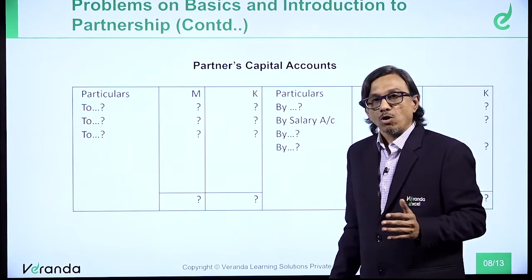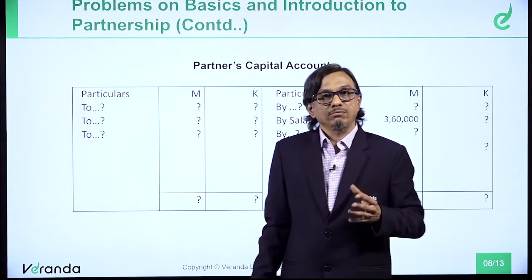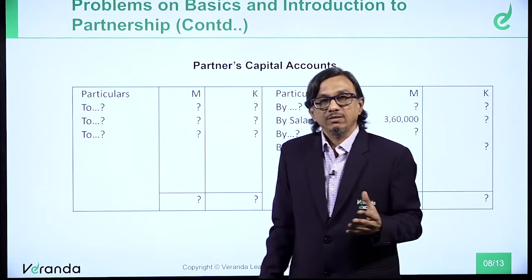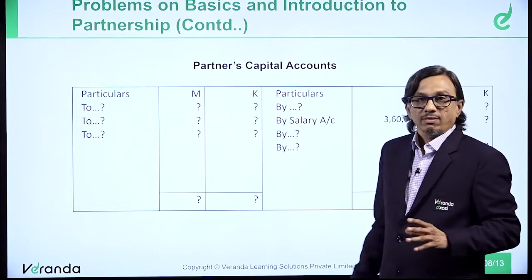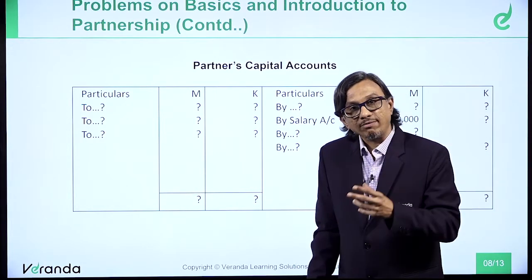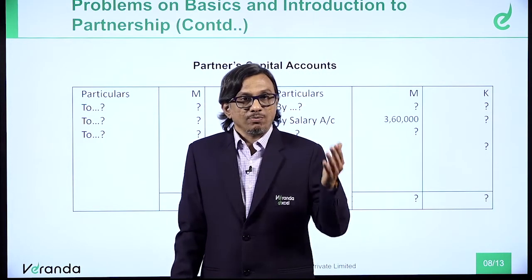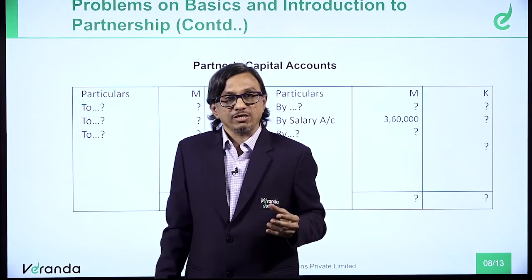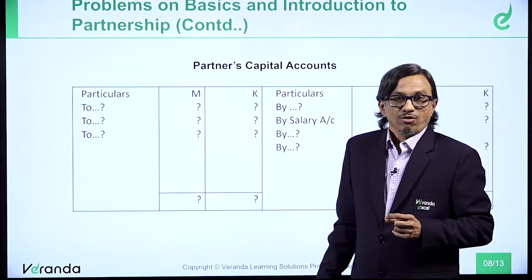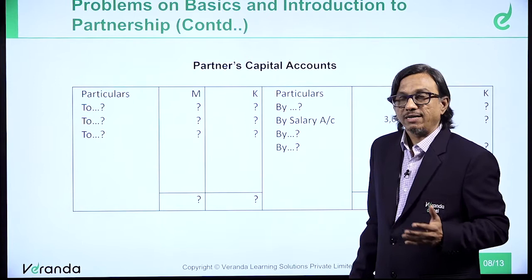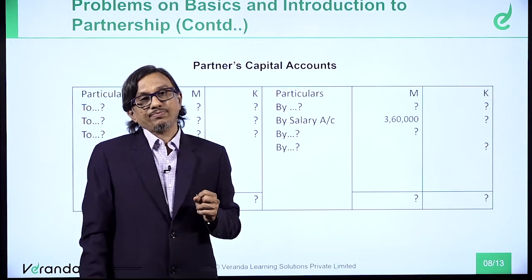So, look at the problem comprehensively. They have given you the P and L Appropriation account. Most of the items are missing figures. They have given you the partners capital account. Only one information is given. They have asked you to calculate interest on capital, interest on drawings, etc. That has to be incorporated in the profit and loss appropriation account as well as in the partners capital account. For doing this problem, you need to have a clear understanding about P and L Appropriation account and partners capital account.